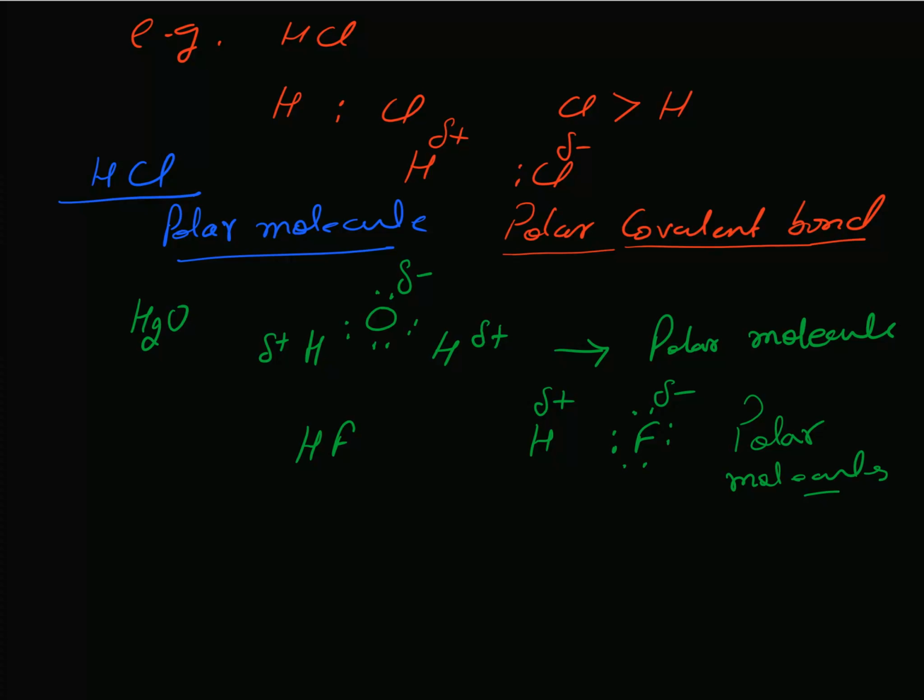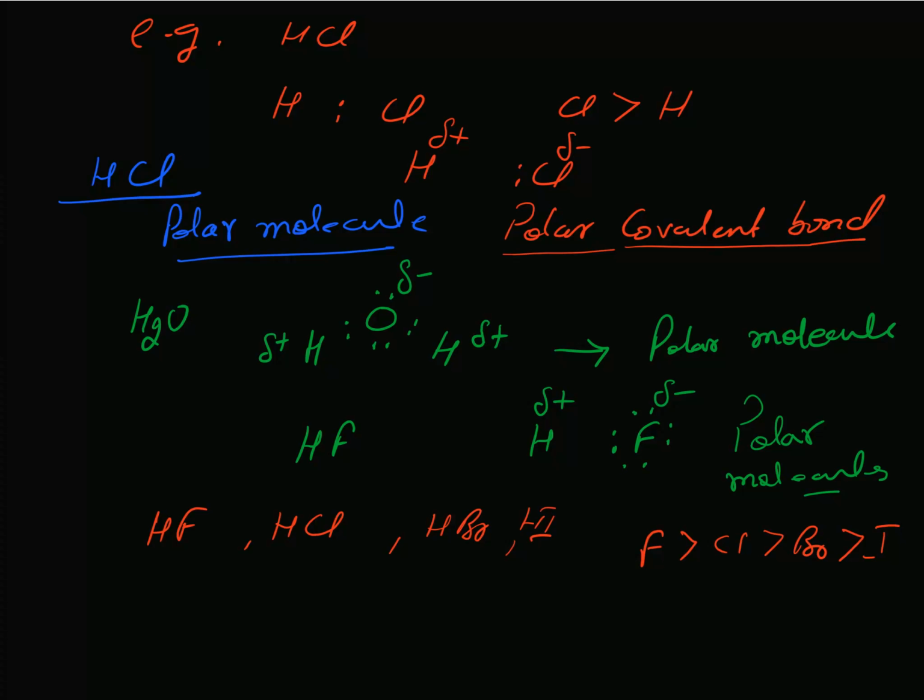The greater the electronegativity difference between atoms, the stronger the polarity. For example, we have the HF molecule, HCl molecule, HBr molecule and HI molecule. As we know, fluorine is more electronegative than chlorine, than bromine, than iodine. The electronegativity order of these halogens is like this. So the more the electronegativity difference between the two bonded atoms, the more will be the polarity in the molecules.